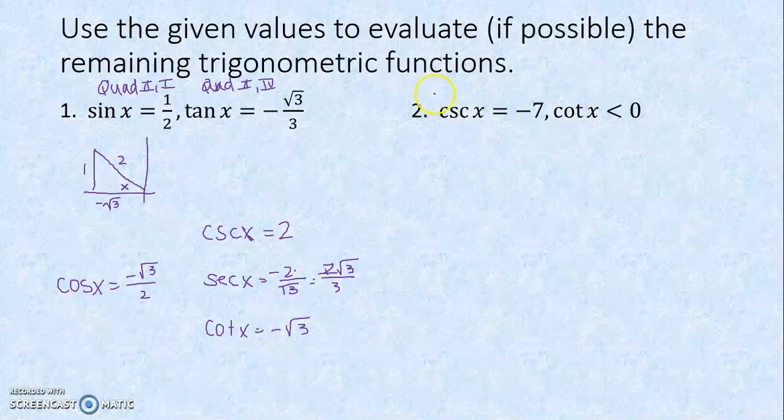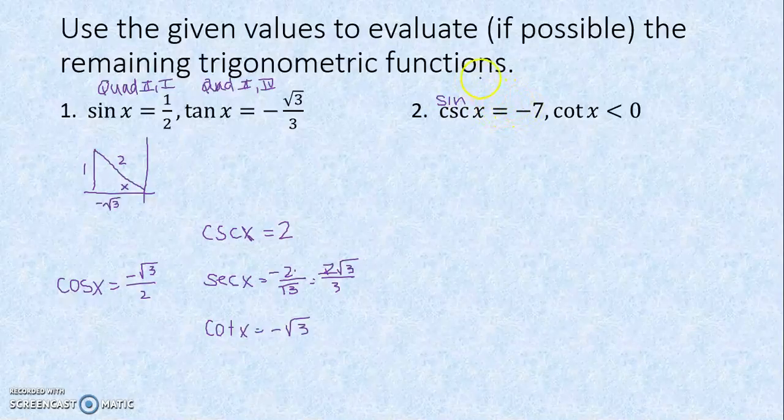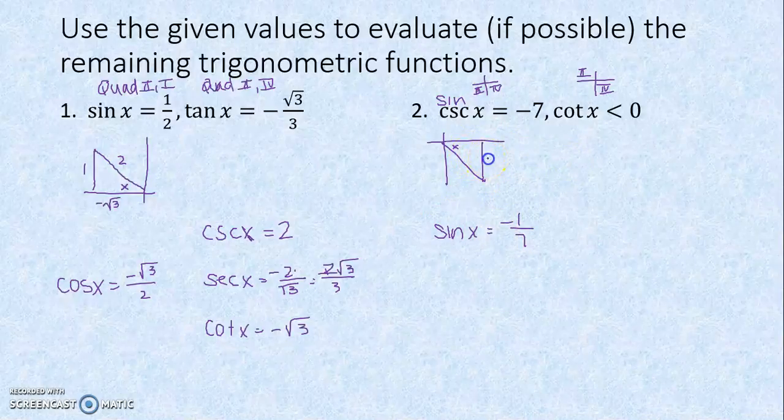Alright, first off, cosecant goes with sine, which goes with my y value, so if my sine is negative, that would be in quadrant 3 or 4. Cotangent being negative is going to happen in quadrant 2 or 4, so I should be in quadrant 4. I'm going to draw my triangle, always drawing it to the x-axis. I know cosecant's negative 7, which I can go straight from there that sine of x must be a negative 1 over 7, and that makes that a little bit easier to draw and label my triangle.